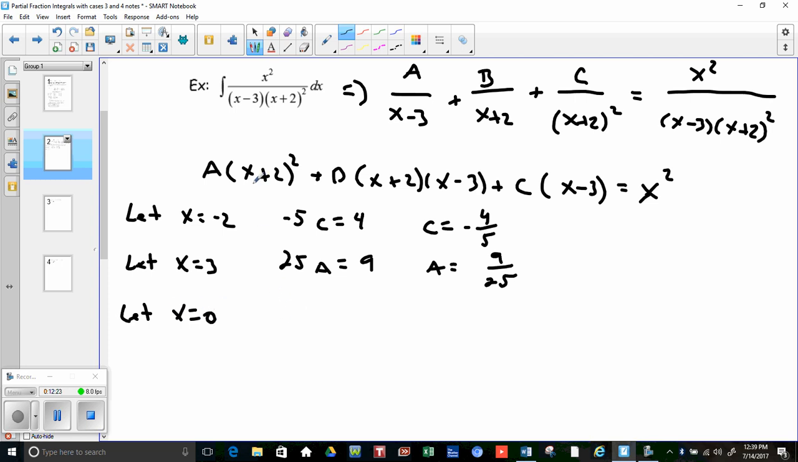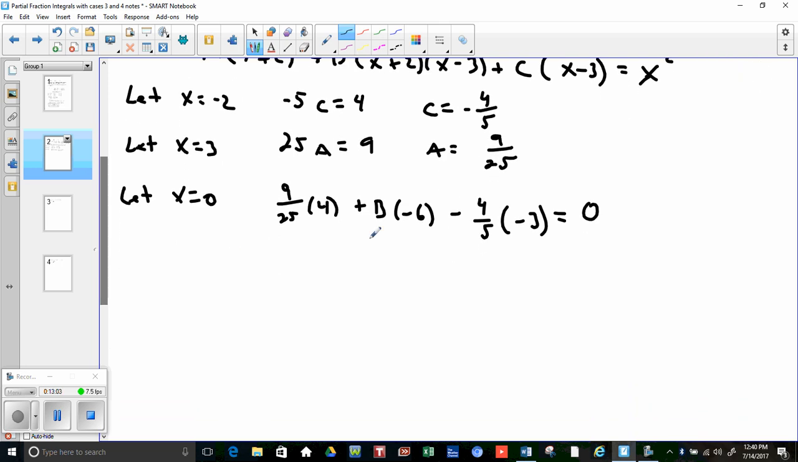If I let x equal 0, let's see, this is going to be 2 squared, which is 4, but I have to multiply that by a, and a was 9/25. Okay, we're trying to find b, which we don't have yet. But if I let x be 0, this is 2, this is -3. 2 times -3 is -6. And then c we have, which is -4/5. And if I put a 0 in here, that's going to get multiplied by -3, and that has to equal 0, because we're plugging a 0 in for x. So now we should be able to solve this for b.